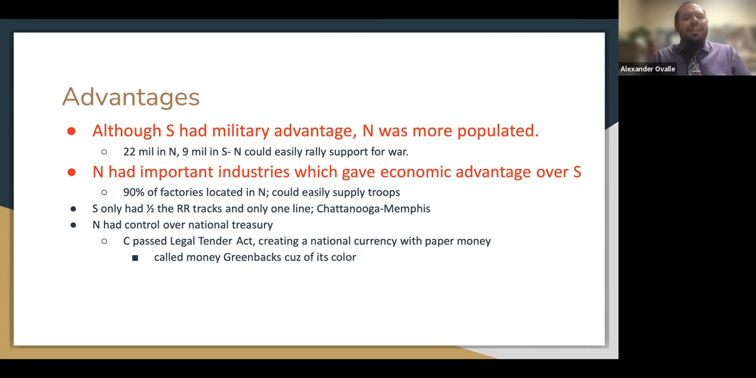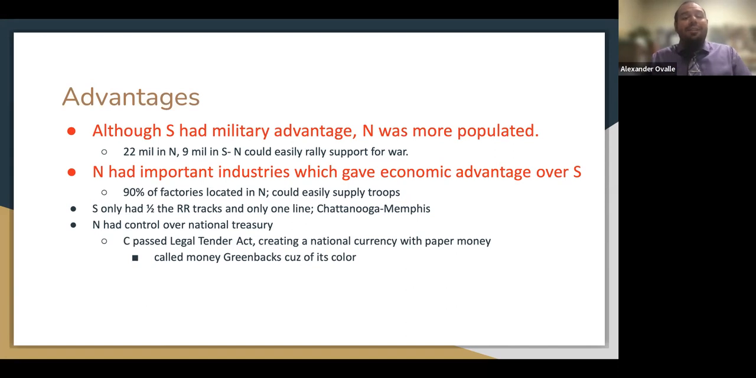The North had important industries, which gave an economic advantage over the South, which you saw in your warm-up. 90% of all factories in the country were in the North. So the trains and just factories, everything was much more connected. So the North could easily supply their troops. The South only had half the amount of railroad tracks and only one line, basically from Chattanooga to Memphis. That's it. The North had control over the national treasury.